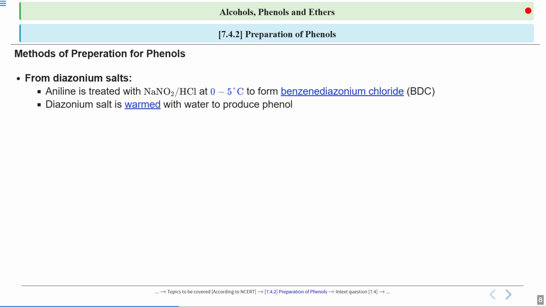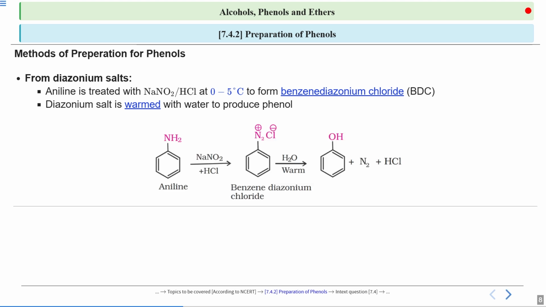Then the diazonium salt you get is warmed with water to produce our major product, phenol. So you have this reaction, you have taken the aniline, a primary aniline. This is primary because nitrogen is attached to 2 hydrogens and 1 carbon. So this is aniline. You react it with NaNO2 and HCl to convert it into a diazonium salt, that is benzene diazonium chloride, benzene attached with N2 positive and Cl negative.